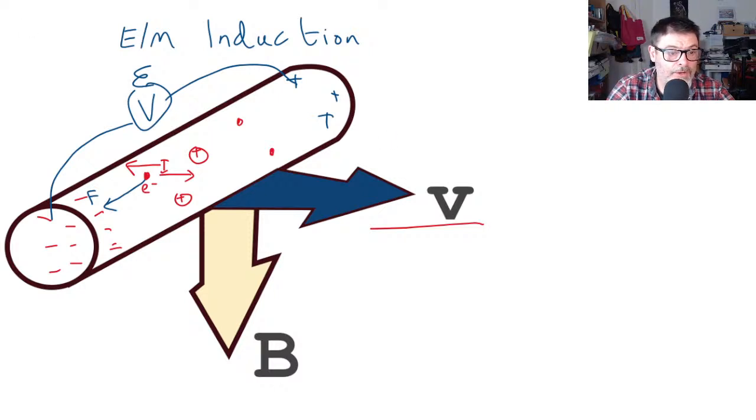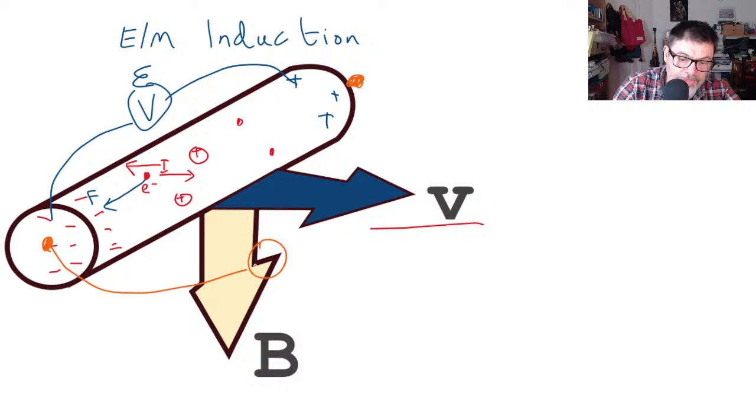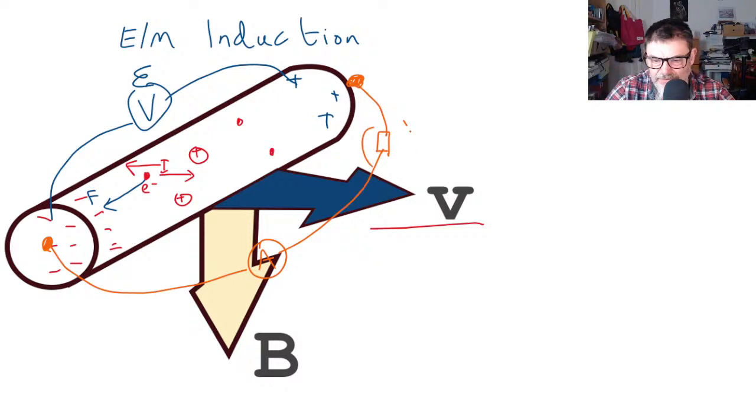By the same token, if we were to then connect a wire to each end of this rod, like so, we could in theory measure a current. You'd probably want to put some kind of resistor in there to limit the current, but that's kind of irrelevant really. The fact is that we will measure a current flowing like this.